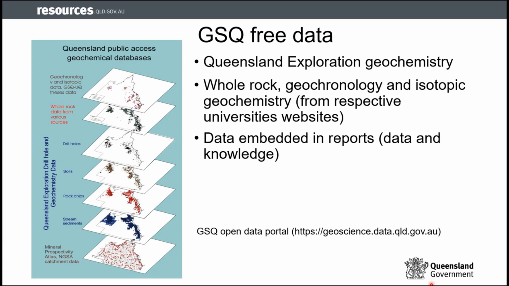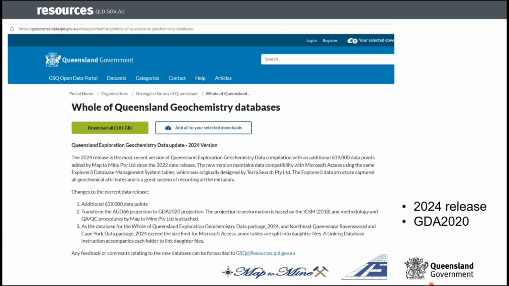And the third type is those data embedded in reports. I've given you the list of reports, and there are more in GSQ that you could use to find out not just data, but knowledge base as well. Well, what's the Queensland Exploration Geochemistry? It's a database created through the funding of Amira, given to TerraSearch. And Simon Beams and Dave Jenkins developed this exploratory data management system.